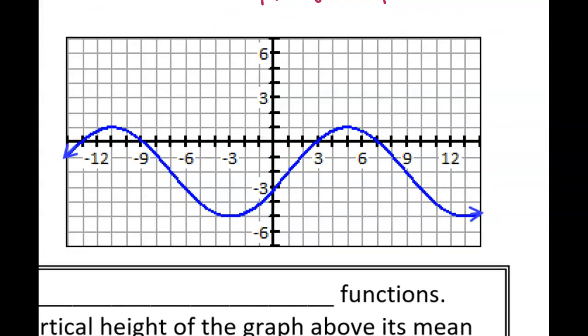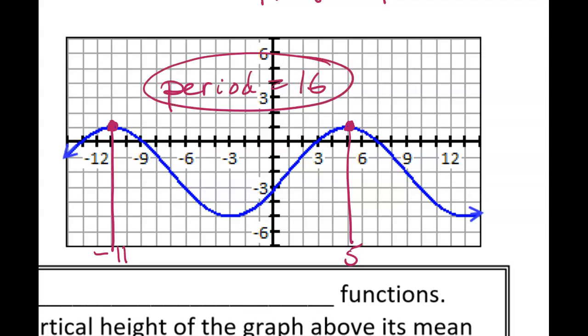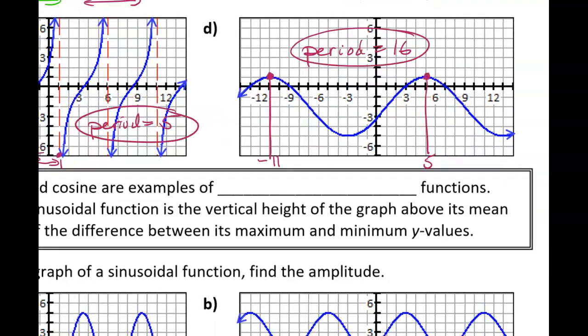And let's take a look at the last one. This one's a lot slower of a cycle. If we go from this max point to another max point right here, that looks like that happens at -11. And this next one happens at +5. So the distance between -11 and +5 on the x-axis is 16. So the period of this function, it's a little slower function, is 16.